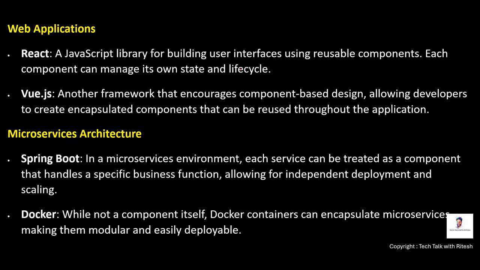Microservices architecture, for example, Docker is a very popular one. While not a component itself, Docker containers can encapsulate microservices, making them modular and easily deployable, right? Spring Boot is another. In a microservices environment, each service can be treated as a component that handles a specific business function, allowing for independent deployment and scaling. So those microservices we are creating are nothing but components, because we can reuse the same service again and again.